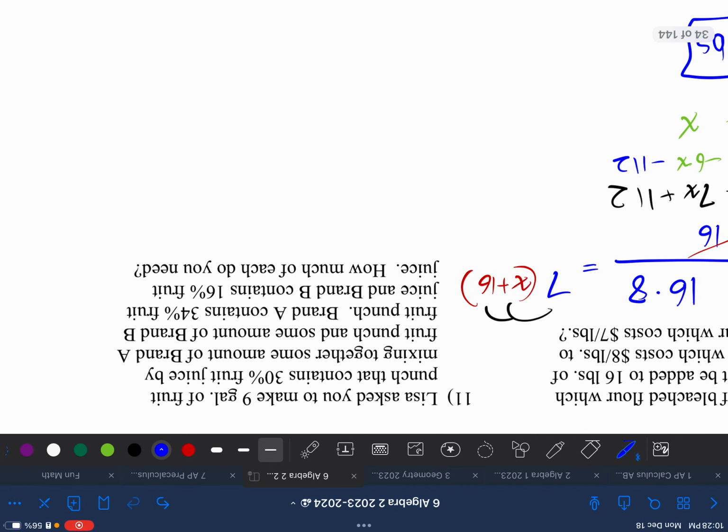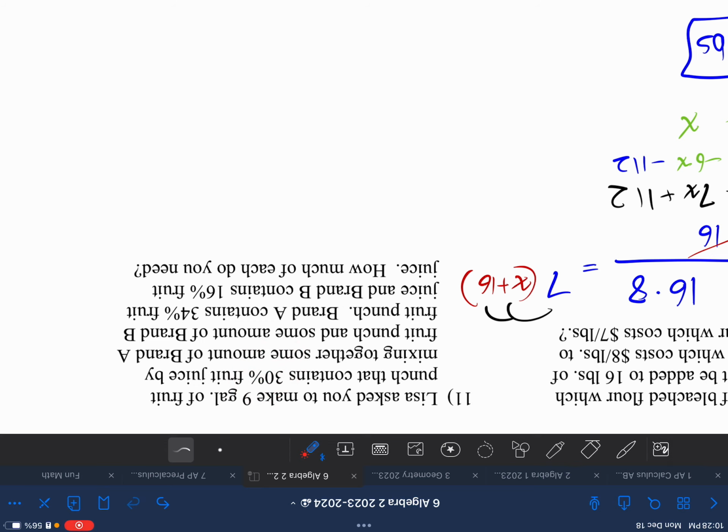In number 11, it's kind of the same thing. It's a mixture problem. So we're going to say we're making 9 gallons of fruit juice. That'll be useful at the very end, and it's 30% juice. That's the final answer that we're looking for.